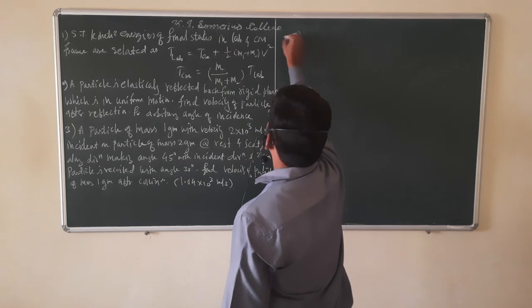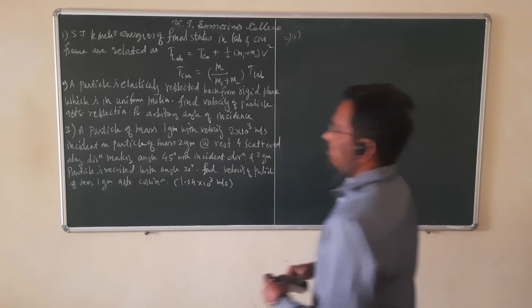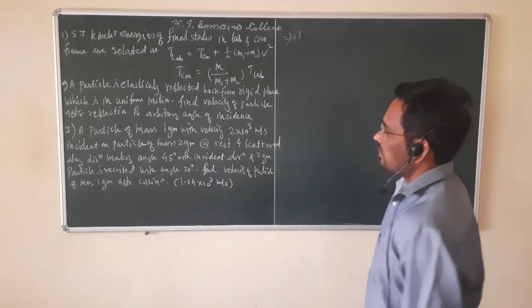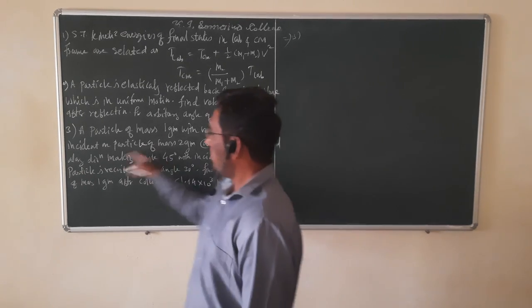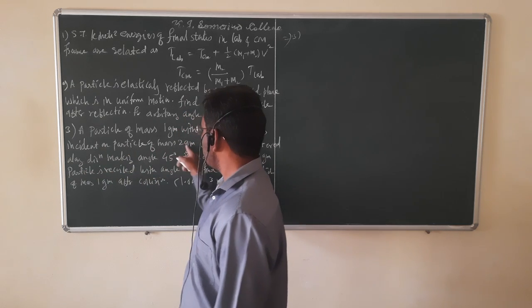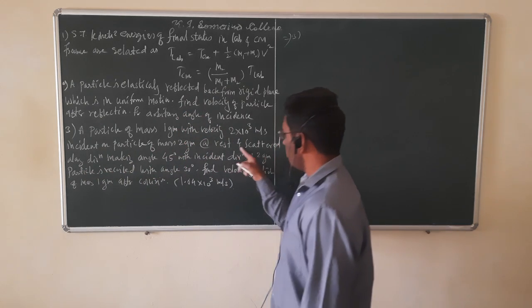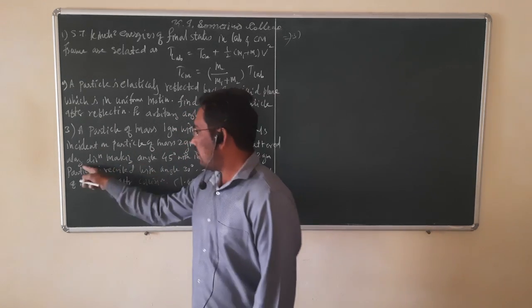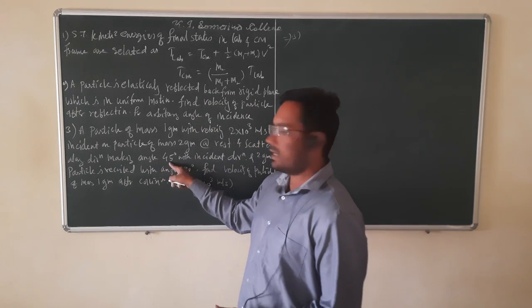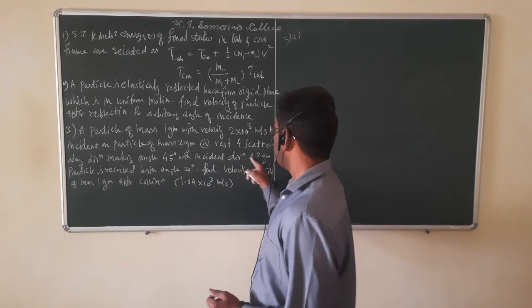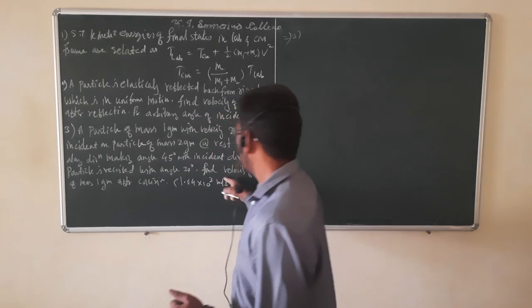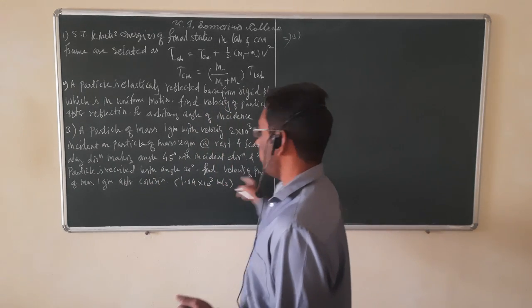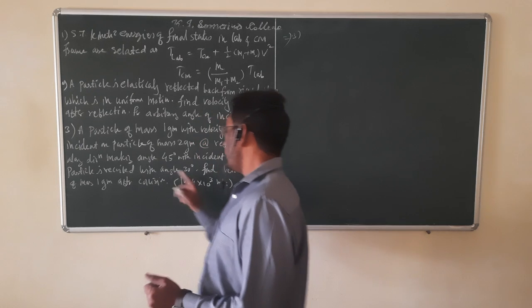So problem number 3. What is that? A particle of mass 1 gram with velocity 2 into 10 raised to 3 meter per second is incident on a particle of mass 2 gram which is at rest, and is scattered along a direction making an angle of 45 degree with the incident direction, and the 2 gram particle is recoiled with an angle of 30 degree. Find the velocity of the particle of mass 1 gram after collision.